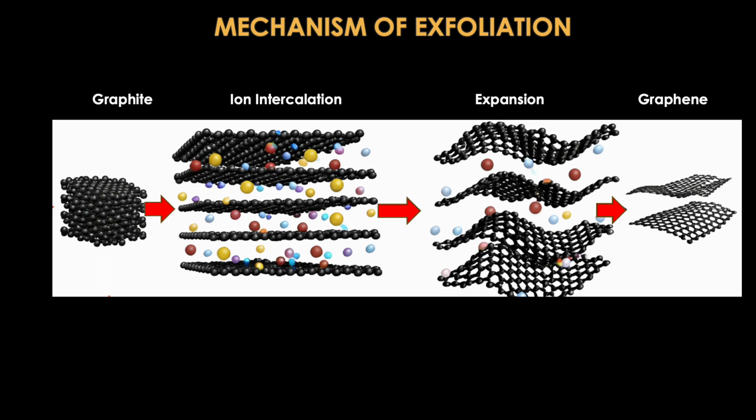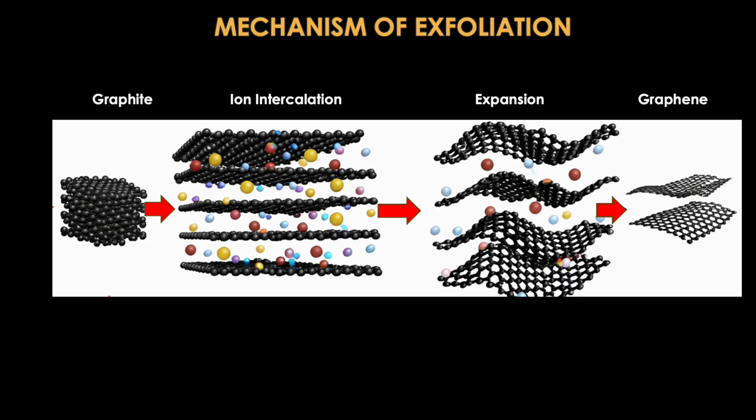Third stage is exfoliation. Finally, the expanded layers separate into few-layer or single-layer graphene sheets, dispersed in the solution. This electrochemical approach is important because it offers several key advantages. It uses a simple experimental setup, making it easy to perform even in a basic laboratory. The synthesis is fast, allowing graphene to be produced in a short time.